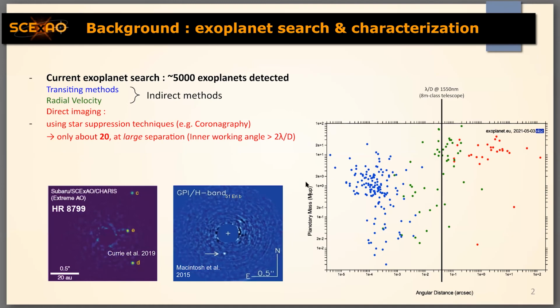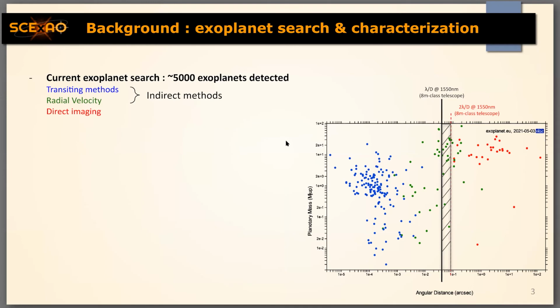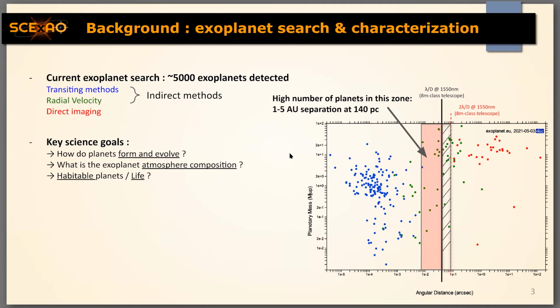which are record cases of direct imaging detections. And so, of course, the rise of ELTs is going to improve the resolution and bring us into this pink zone where we have a high number of expected Jupiter-like planets. This corresponds to 1 to 5 AUs at 140 parsecs. When we can image these exoplanets, it will help us answer key questions about exoplanetary science. And so the question that we want to answer is, can we get into that pink zone a little bit with 8-meter telescopes before we have the ELTs?